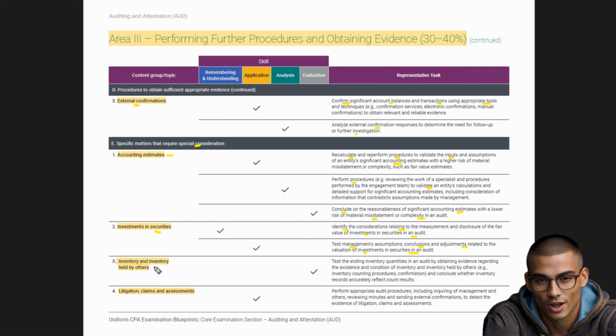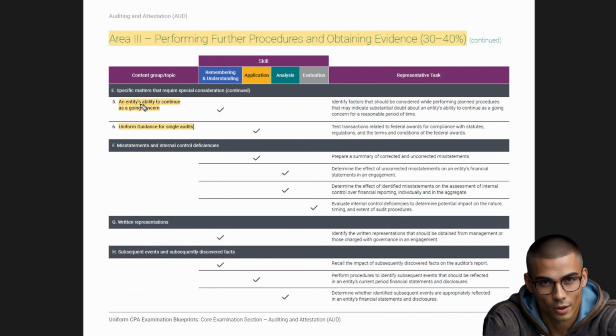Next, we have inventory and inventory held by others, where you'll need to be able to test the ending inventory quantities in an audit by obtaining evidence regarding the existence and the condition of the inventory. And lastly, here we have litigation claims and assessments, where you'll need to be able to perform the appropriate audit procedures, including inquiry of management and others, reviewing minutes, and sending external confirmations to detect the existence of litigation claims and assessments.